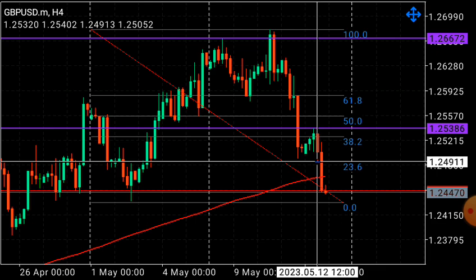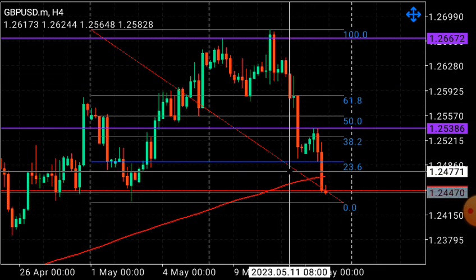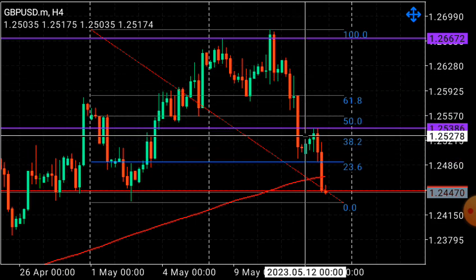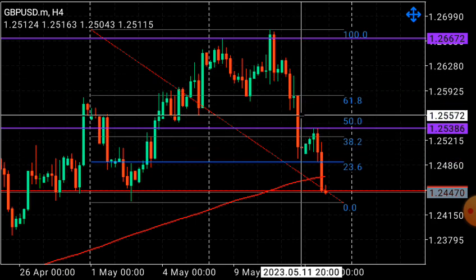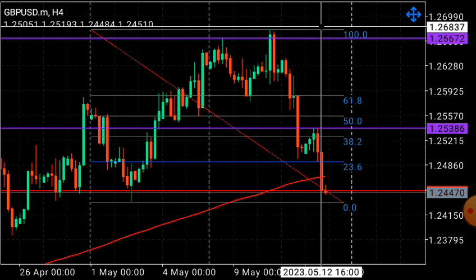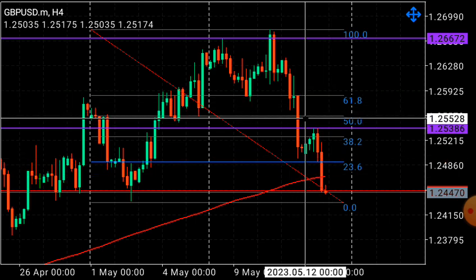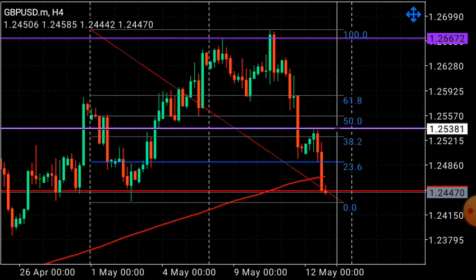So in other cases, price could be coming from the downside going up, so you could get a price impulsing, breaking the 50%. So if it breaks 50%, take your buy, stop loss just below 38.2, and then target the 100%. You understand?